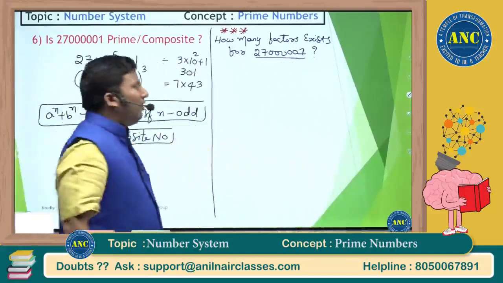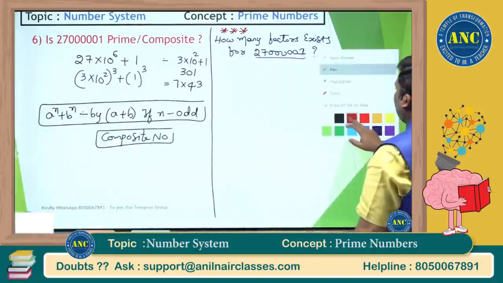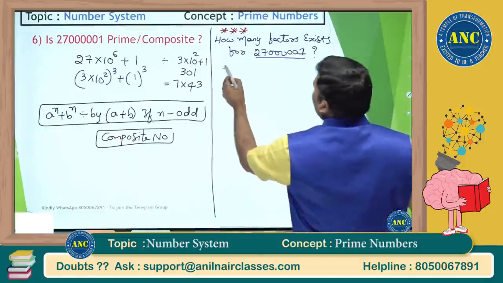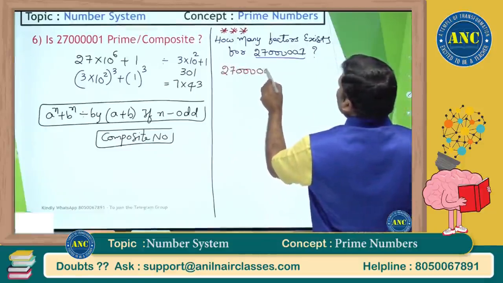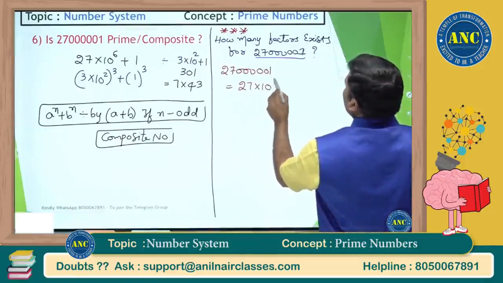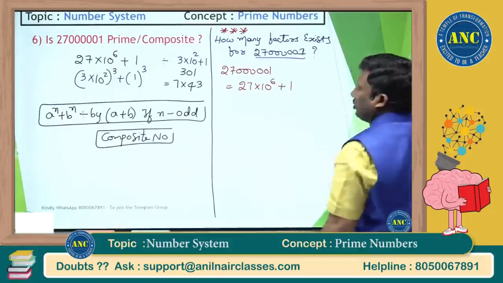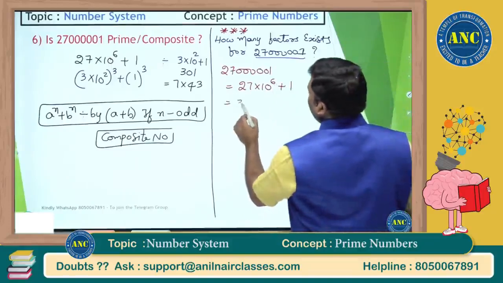27 followed by 5 zeros ending with 1. Now see here, very, very good question, sir. This can be written as 27 into 10 power 6 plus 1.